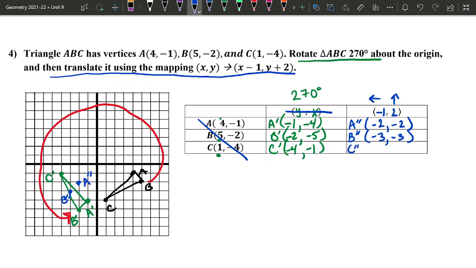And then C double prime, -4 minus 1 is -5. -1 plus 2 is 1. So -5 and 1. And that's C double prime. So yeah, it moved left 1 and up 2, which is what I wanted to happen. Connect those dots. And that's it.